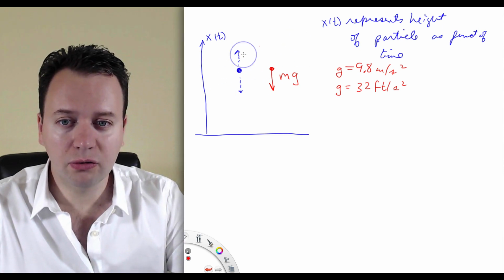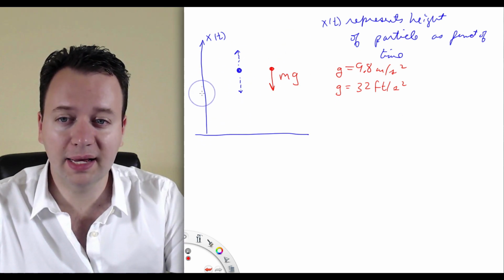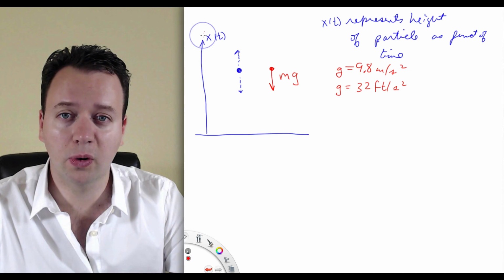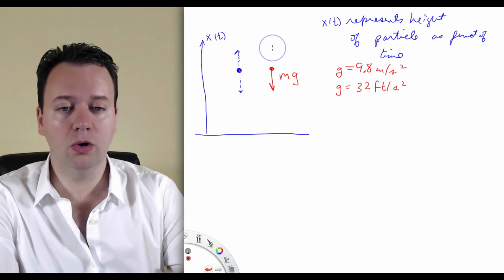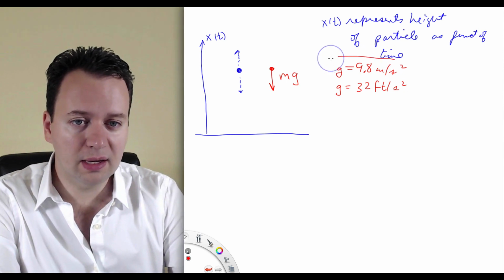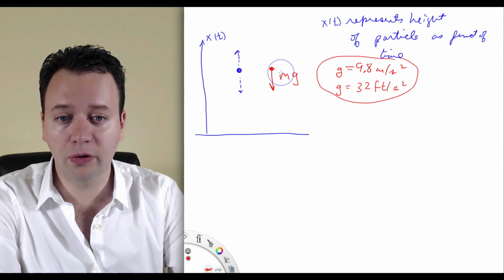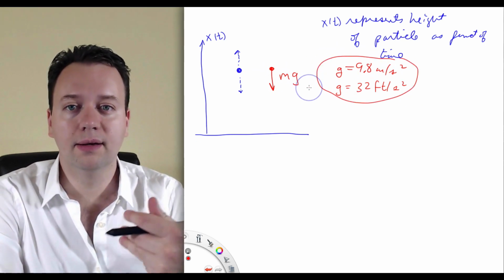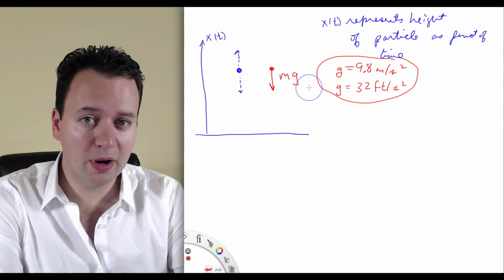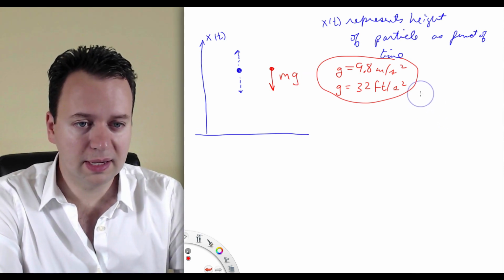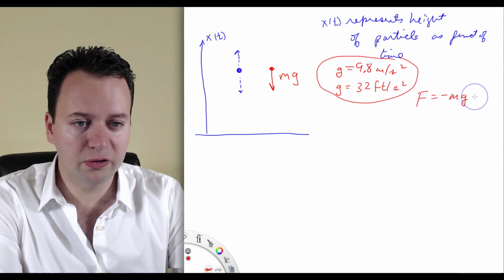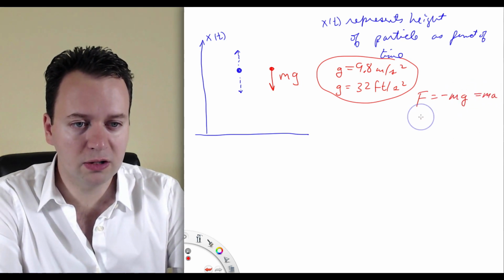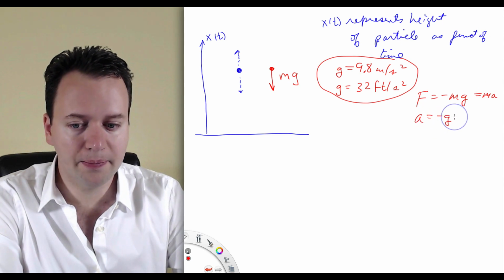So I have a drawing here, so I'm representing x as being the height, so x is pointing up. So the actual direction of the acceleration is downward. So g gives the acceleration, and then of course the force is just the mass times g. And force is equal to mass times acceleration, so in this case the force is equal to minus mg, but of course the force is also equal to the mass times acceleration, so the acceleration is just minus g.